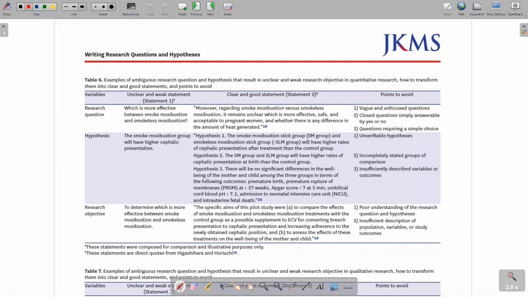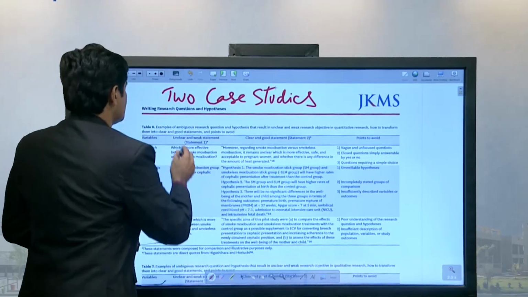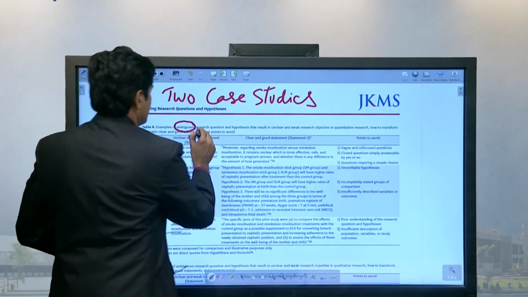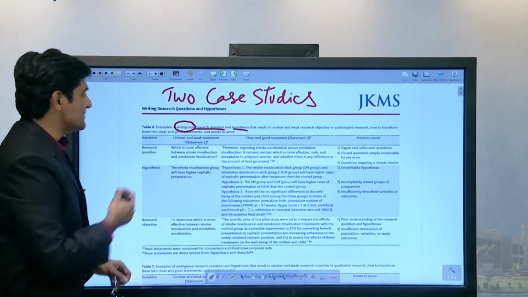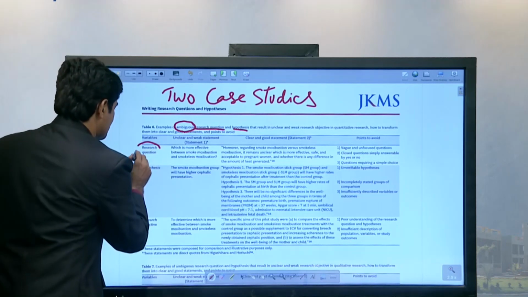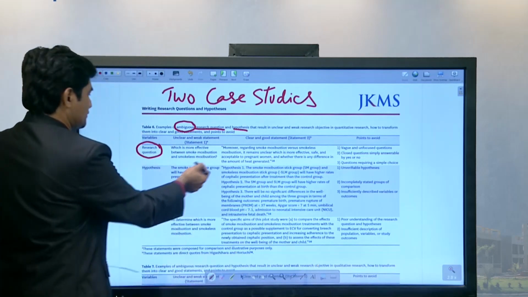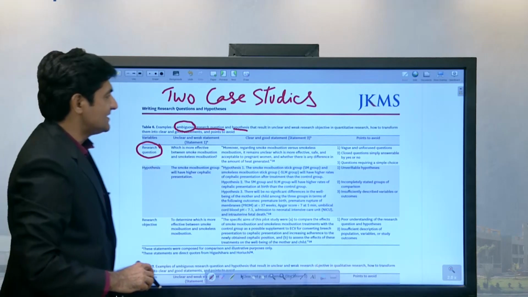So here let us take two case studies, to see how research can be ambiguous. The question can be ambiguous, or even the hypothesis, and the result may not be quite proper also. So here is a research question: which is more effective between smoke moxibustion and smokeless moxibustion? For example, this way the question is raised here.